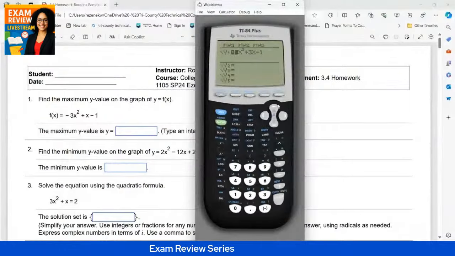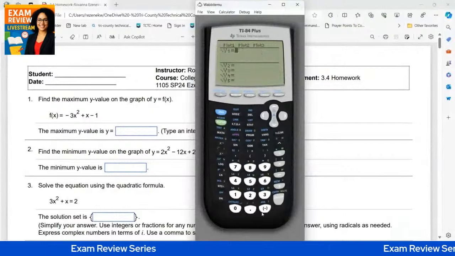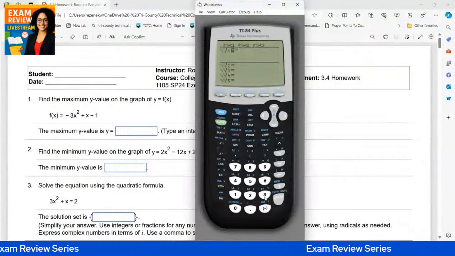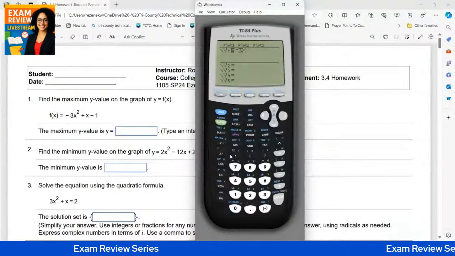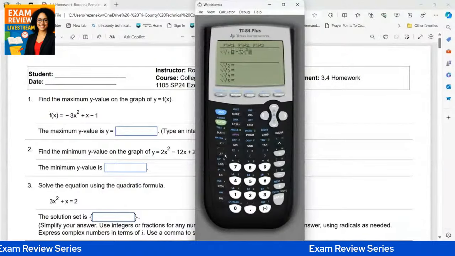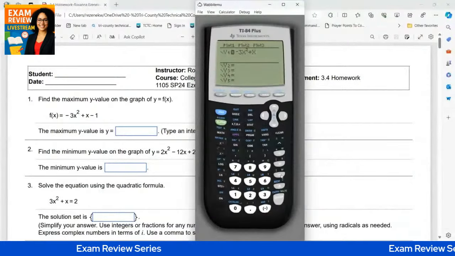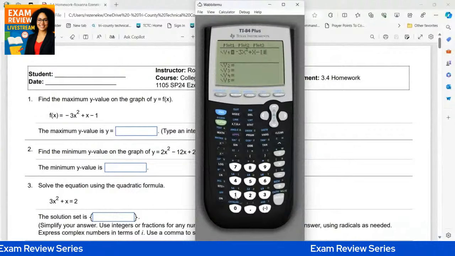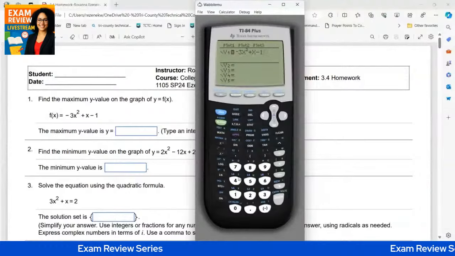3.4. So I'm going to put in negative 3x squared plus x minus 1. I'm told to find the maximum point. They did not tell me to use any method. So that's important, which means I can use any method I like.